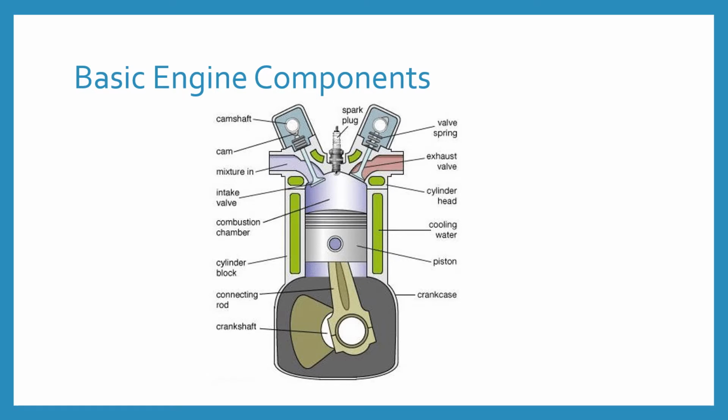So here is a cross-sectional view of an engine to show the main components of the engine. Let's first of all identify the various engine components. This one is the camshaft. These two are the camshafts. These are the valve springs. This one is the spark plug. This one is the cam.